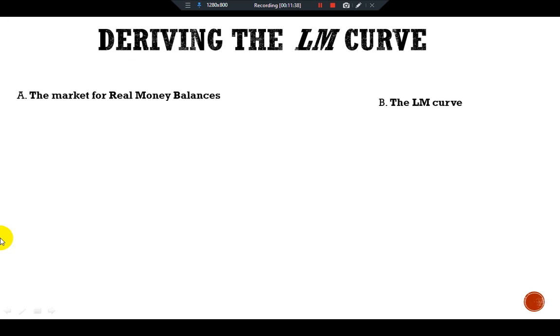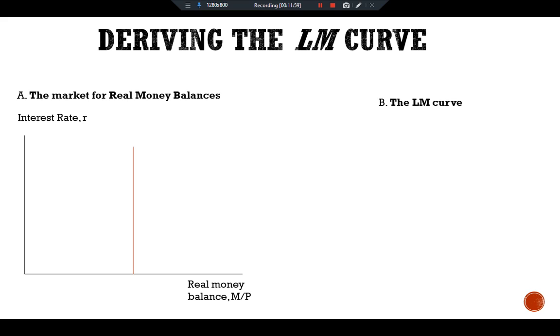Deriving the LM curve, we have two panels. The first panel is the market for real money balances, and the second panel is the LM curve. In the first panel we have real money balances on the x-axis and the interest rate on the y-axis, a vertical supply curve, a downward sloping demand curve, and a fixed real money balance, M bar over P bar. The intersection of supply and demand decides the interest rate in the economy, that is R1.